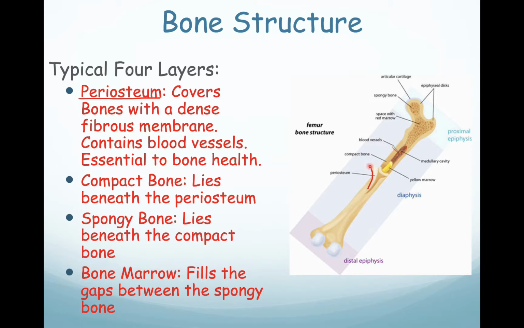So from the outside to the inside, we have the periosteum. Underneath the periosteum is the compact bone. Underneath the compact bone here, you see almost like a sponge. It's called spongy bone. And then in the middle, you have the medullary cavity. And inside of here, you have yellow bone marrow. Now, you may say, where's the red bone marrow? Red bone marrow is found in the spongy bone.